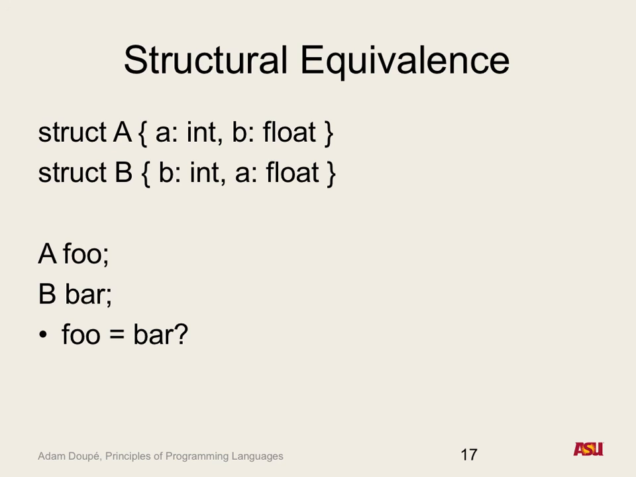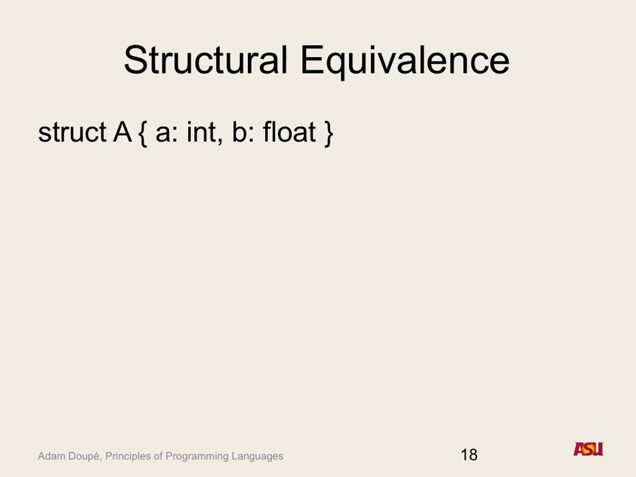Because they don't have the same name. We've named this type A and we've named this type B. Foo's type has the name A, and bar's type has the name B. They are not the same. And because they're not the same, they have different internal names.